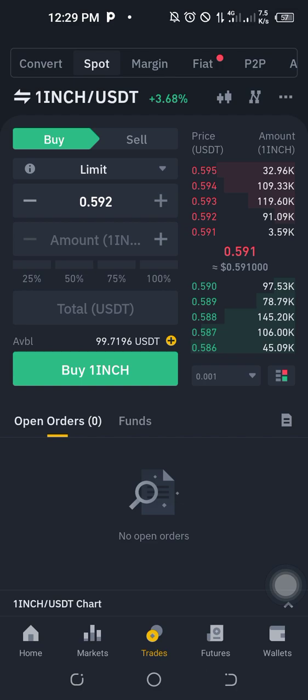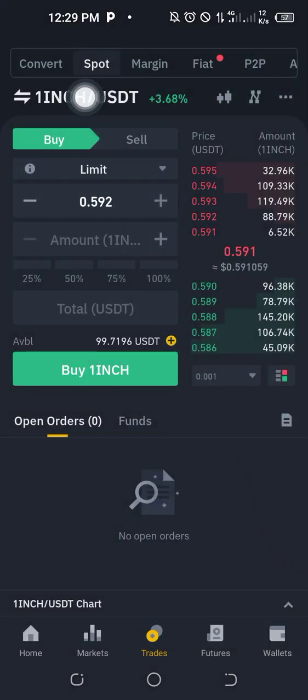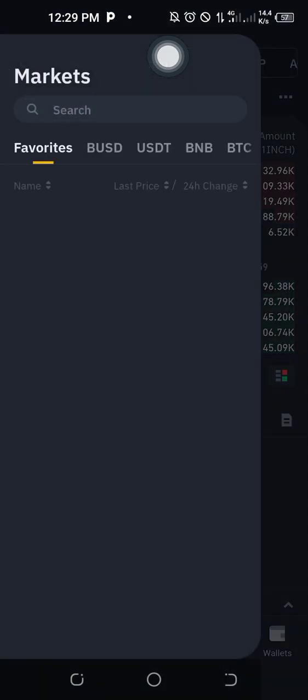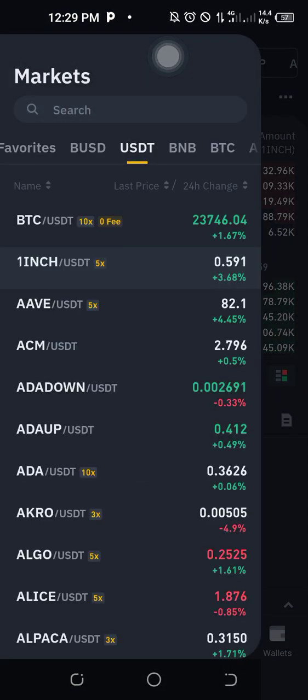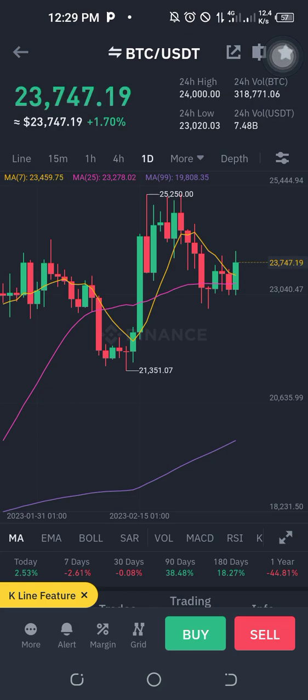All right. So the first thing I want to do is to go to this section here and change my coin to USDT. Bitcoin. I want to trade Bitcoin USDT. So now I'm on the Bitcoin pair. That is the first thing. The second thing I want to do is to check the candle here. So I'm going to click here so I can go to the chart and see the chart.